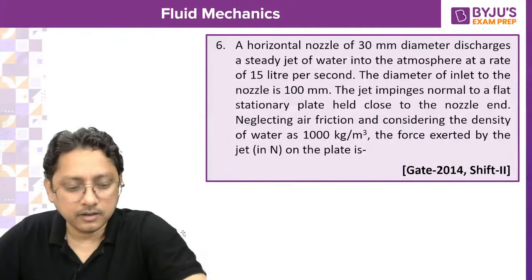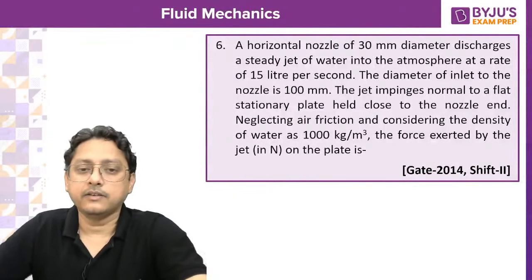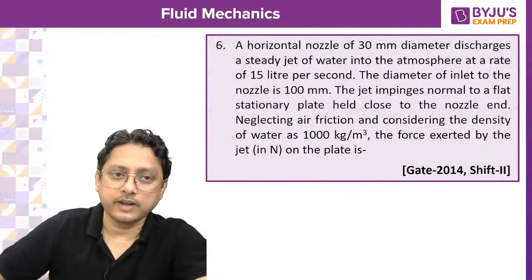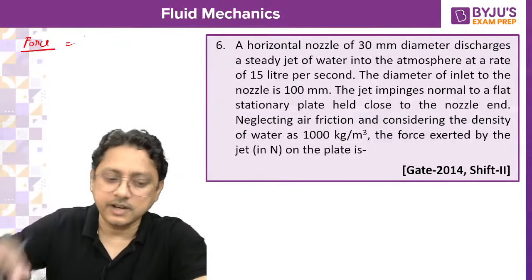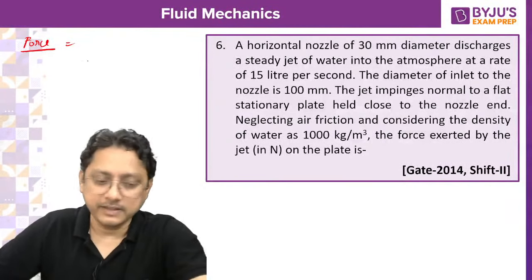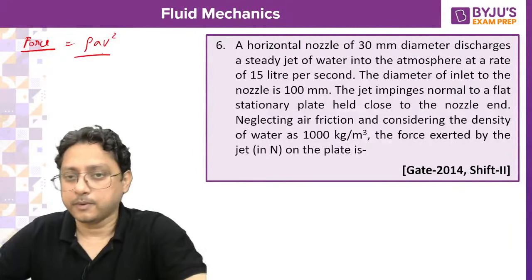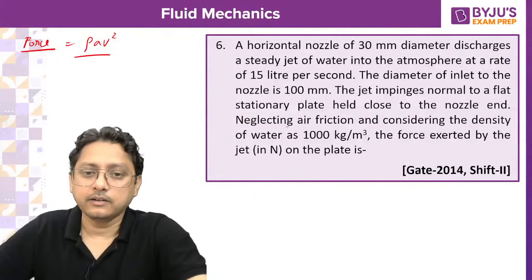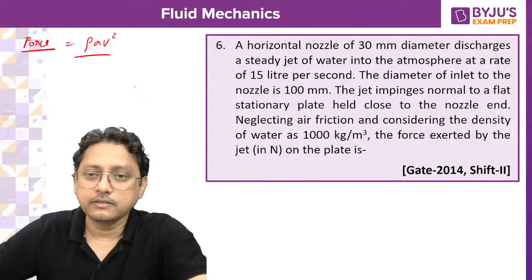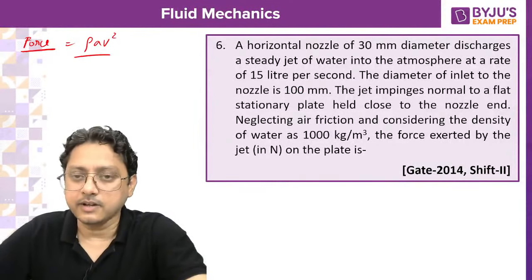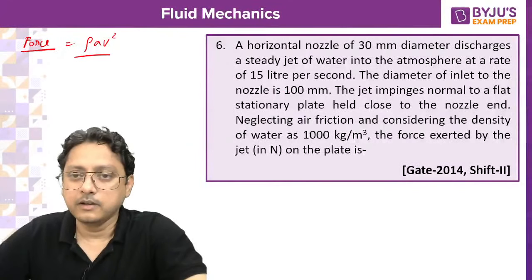So what must be the conclusion here? When the jet impinges on a stationary flat plate, the force exerted by the jet will be rho A V square, that you know. What is the problem now? The problem is that the velocity of the jet is not known to us when it is exiting, or the velocity by which it is going to hit the plate.